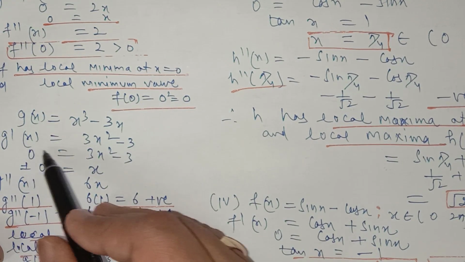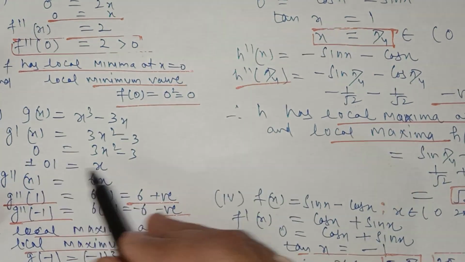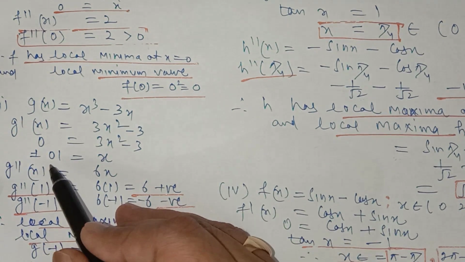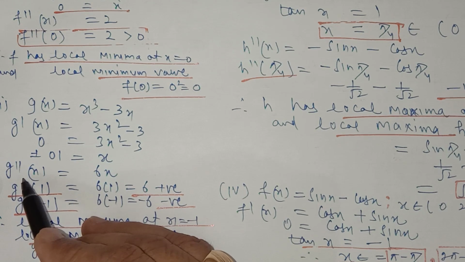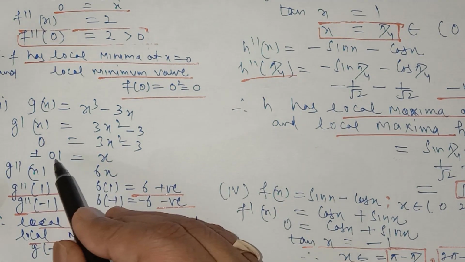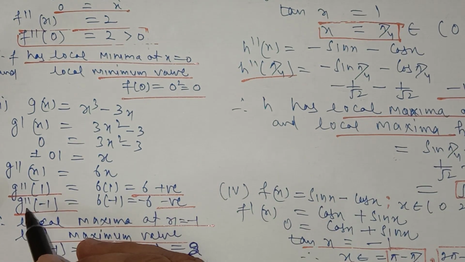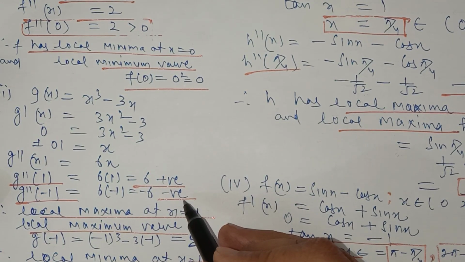As usual, find the first derivative of this function, which is coming out to be 3x square minus 3, put it equal to 0, and find the value of x, which will be the critical point. There it is coming out to be plus 1 and minus 1. Now find the second derivative of the function g(x), which is equal to 6x. Now at x equal to 1, the second derivative is coming out to be positive, and the second derivative of this function at minus 1 is coming out to be negative.